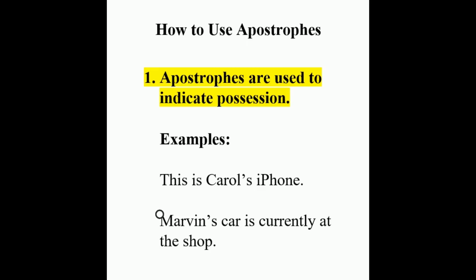This is Carol's iPhone. Okay, so if you see this apostrophe S, this is an apostrophe. If you see apostrophe S after a name, then you know that this is Carol's iPhone. This belongs to Carol. This is Carol's phone. Marvin's car is currently at the shop. Okay, so Marvin apostrophe S. Marvin's car is currently at the shop. Okay. Possession.